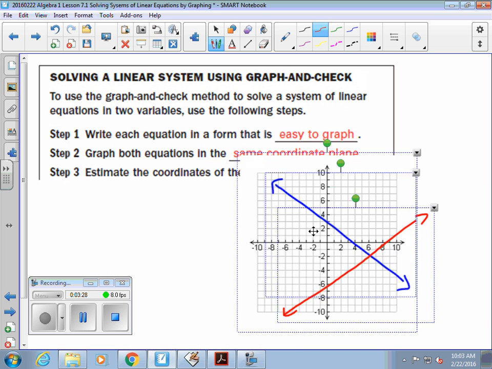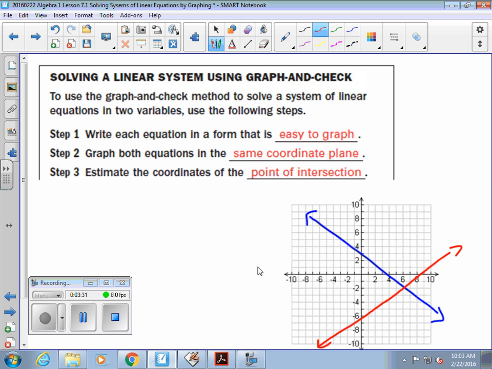Step number 3 is to estimate their point of intersection. So this is the hardest part. Not because it's hard to estimate what the point is, but if any of your lines are not graphed straight, so you need to have a straight edge when you're doing this, oftentimes it's hard to determine where the point of intersection is. Estimate what that point right there is. The way I have them drawn right there, I would estimate its x value being 6 and its y value being -2. So that's what it means by estimate the point of intersection, x comma y.